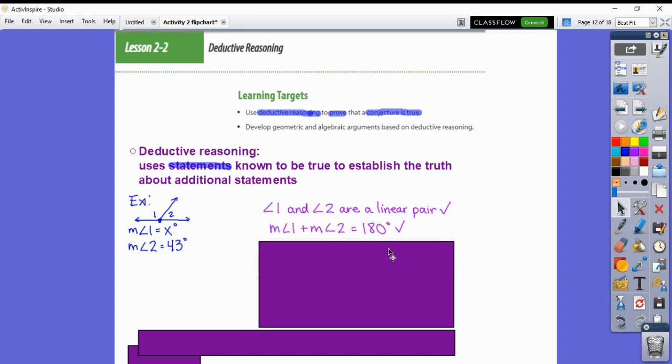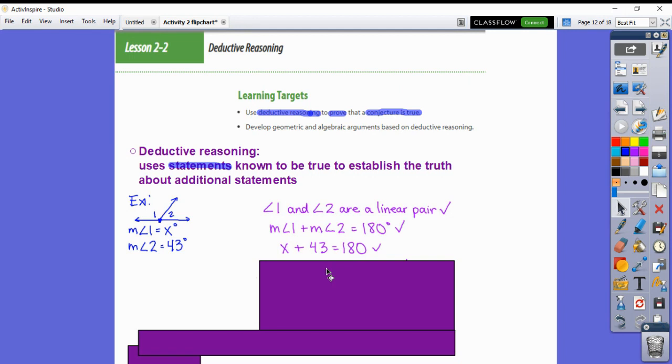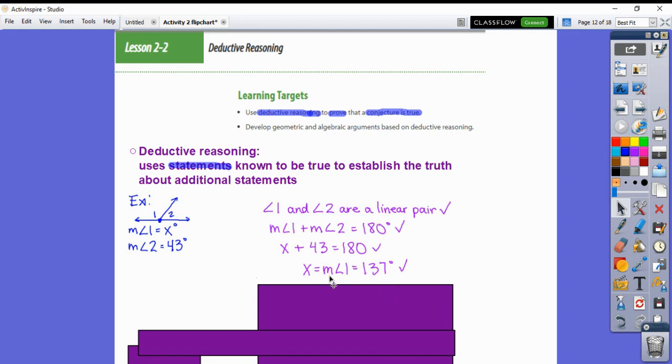So if that's true, and it's also given to us that the measure of angle 2 equals 43 degrees, we can substitute 43 degrees for the measure of angle 2, and we can also substitute the x for the measure of angle 1. So this second line and this third line are really showing us the exact same thing. It's just we're using the given information to change the equation to make it easier to solve. And lastly, we can get that the measure of angle 1 equals 137 degrees by subtracting 43 degrees from each side of that equation. So this is an example of deductive reasoning.